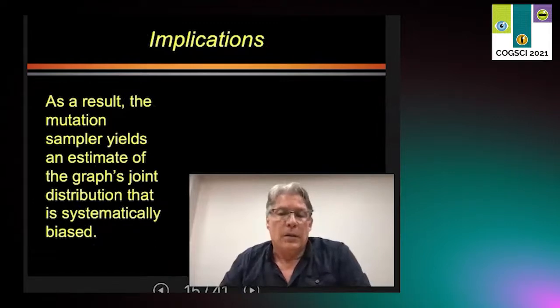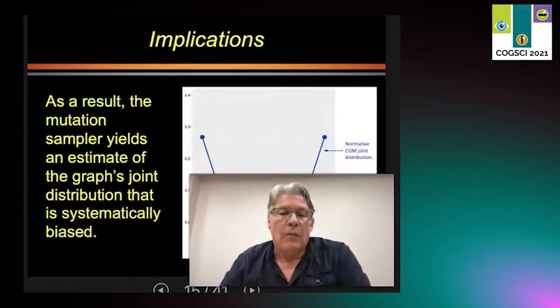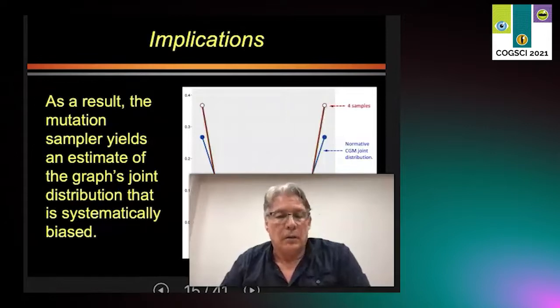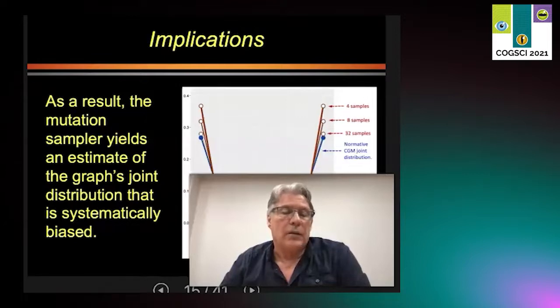However, another consequence of this assumption is that the mutation sampler yields an estimate of the graph's joint distribution that is systematically biased. In the graph, the blue line shows the normative joint distribution for our example graph under some parameterization. In contrast, this joint shows the one estimated by the mutation sampler when the number of samples taken is 4, and this is the one for 8 samples, and then this is the one for 32 samples. As you can see, as the number of samples increases, the joint distribution estimated by the mutation sampler begins to closely approximate the normative one, the blue line.